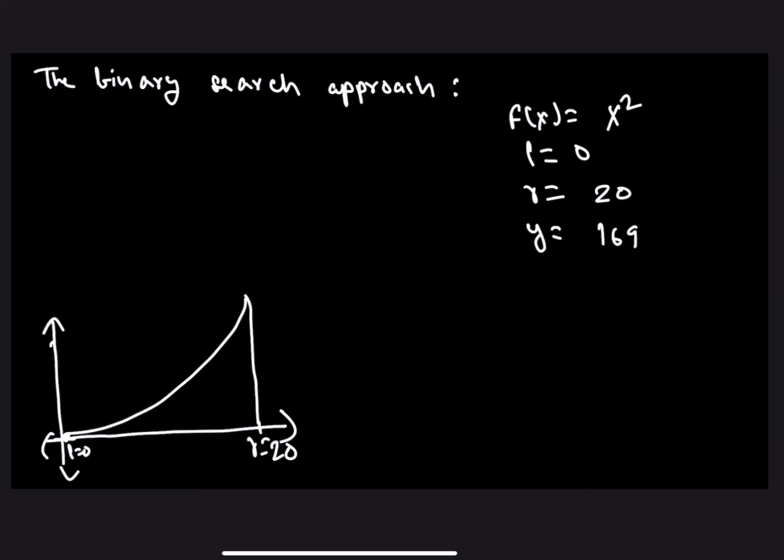Okay, so how do we actually use binary search to solve this problem? To understand that, let's say we took an example f of x equals x square. Let's say our search space is of size 20, from 0 to 20, and the value of y that you have is 169. So I actually want to compute the value of f inverse of 169. This f inverse of 169 will also be equal to the square root of 169, but for understanding of binary search we will take the binary search approach to solve this problem.